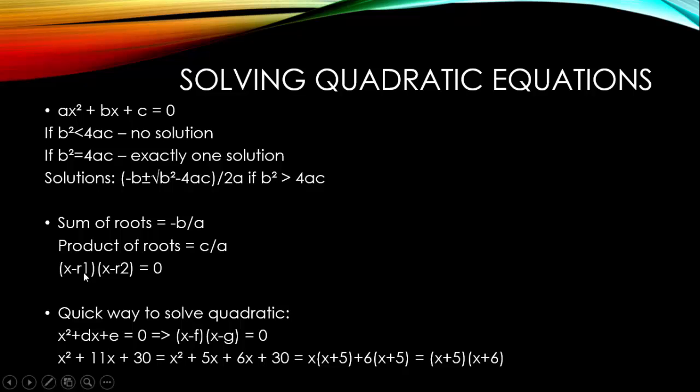So in this equation, x squared plus 11x plus 30, the sum is minus 11 and the product is 30. So at the end we get x plus 5 into x plus 6.